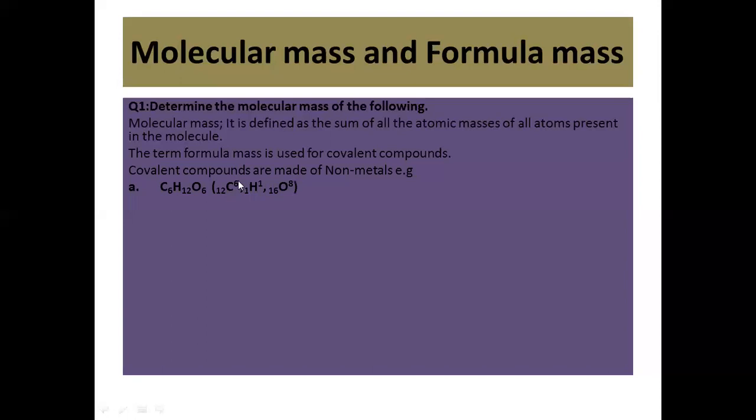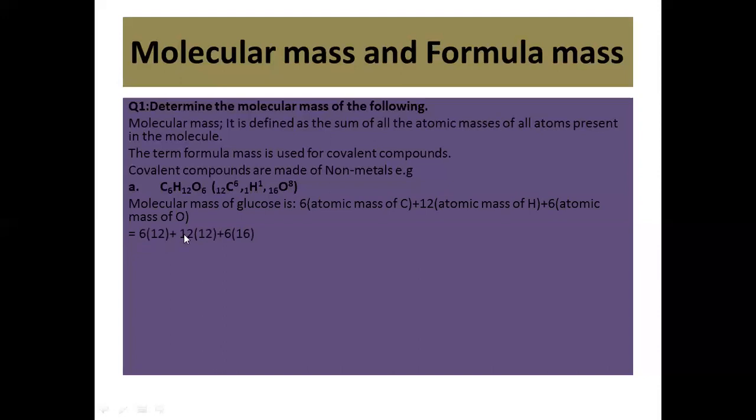Atomic number of carbon is 6, mass number 12. Mass number of hydrogen is 1. Mass number of oxygen is 16. So by using the formula, molecular mass of glucose is number of atoms of carbon into atomic mass of carbon, plus number of atoms of hydrogen into atomic mass of hydrogen, plus number of atoms of oxygen into atomic mass of oxygen. By putting the values, 6 atoms of carbon are there and atomic mass of carbon is 12.